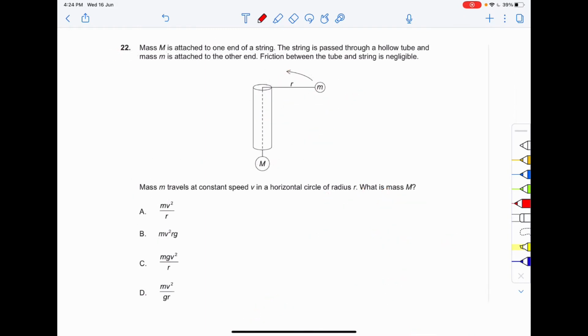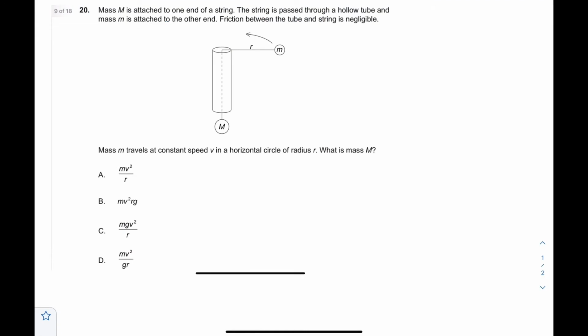Proceeding on to the next question, that is your question number 22. It says that there is a mass M that is attached to the end of a string.